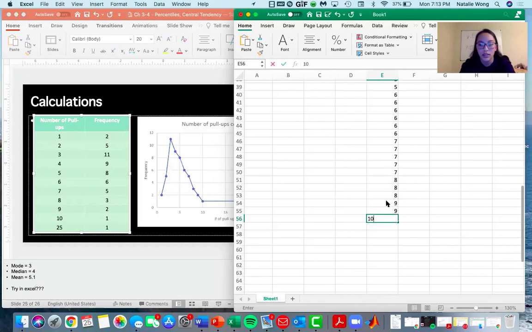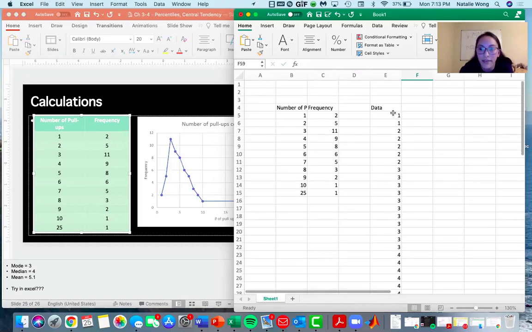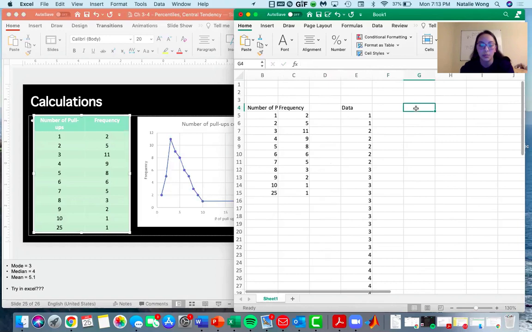9, 9, 10, and then we have this 25 doodad out here, right? So we have our ranked data, and then we can perform our calculations. So we're doing the mode, which we could easily get by looking at the frequency distribution, right? So what would the mode be? 3. 3, right? It's the value that shows up the most times, because the frequency is 11.